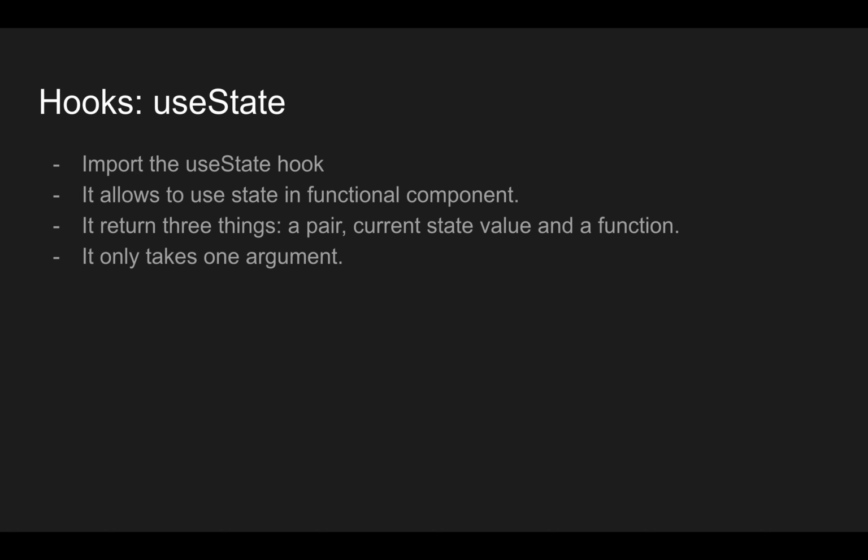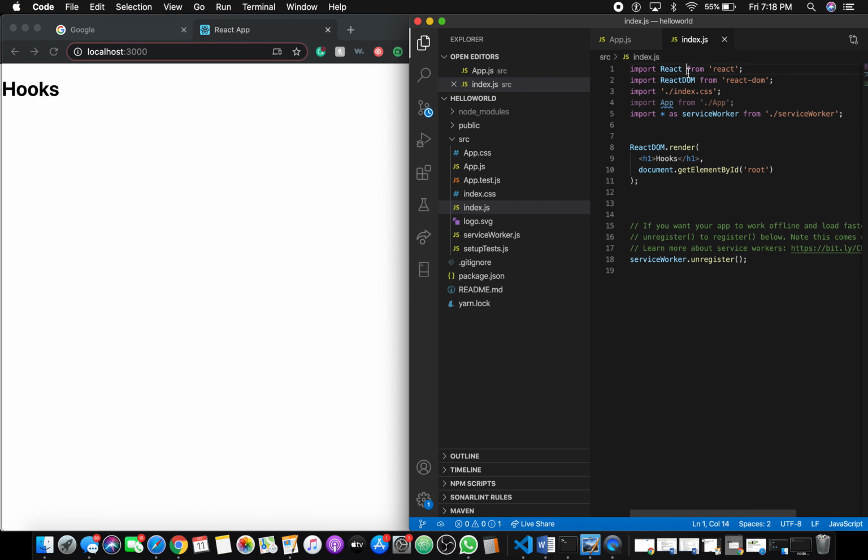Basically it returns three things: a pair, the current state value, and a function. And it takes only one argument. So let me just do it and show it to you guys what I meant. First I will start from importing useState, which I just have to mention right here. You cannot have two statements of import React. That will just give you an error.